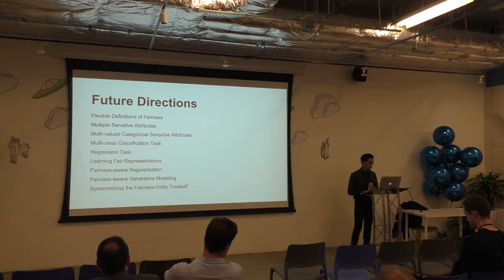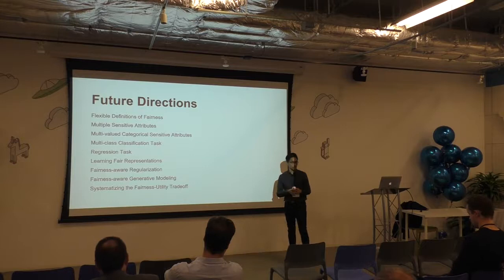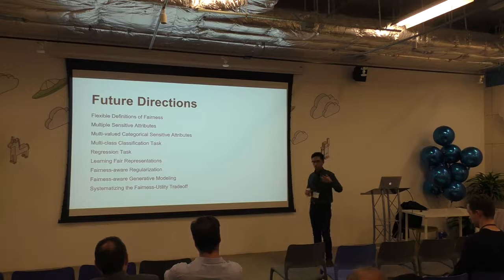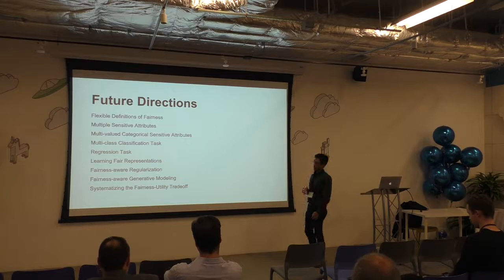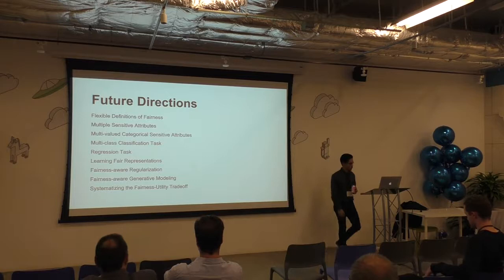The second one is multiple sensitive attributes. Not much more to say about that, except that it ties in with multi-valued categorical sensitive attributes. So this is taking race, and it's not just black, white, it's black, white, Asian, Latino, however you want to discretize it. I think more work has to be done in this area, because right now most measures assume binary variables.